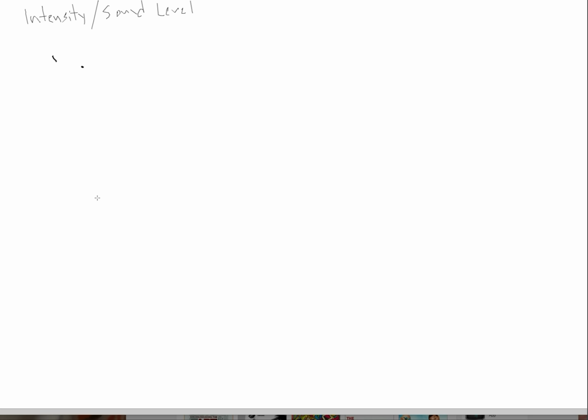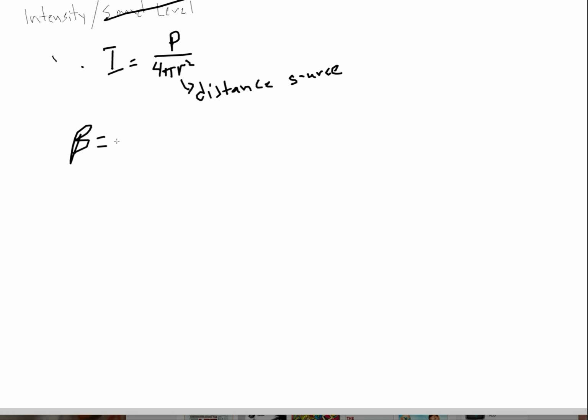We've talked about intensity, I'll just call it capital I, and it's related to the power output of the sound divided by 4 pi r squared, where again r is the distance from the source. It's obvious that if I increase the distance from the source, I perceive less intensity of that particular sound. Sound level is kind of a humanized scale of it, and it quantifies it into decibels.